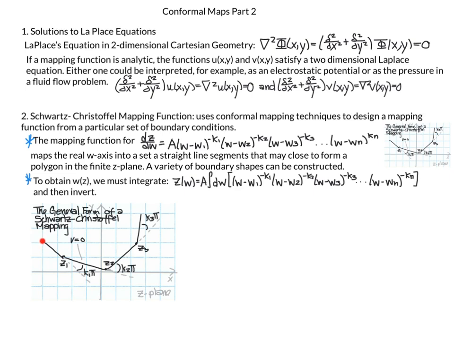Again, it's a straight line segment here, and then at z1, we have another line segment, possibly at a different angle, z2, another different angle, z3, another different angle, and we can keep going. Eventually, we can close this to form a polygon of any kind of shape. That covers our quick overview, so we'll take a closer look at Laplace's equations next.